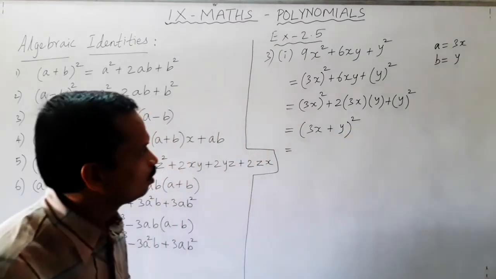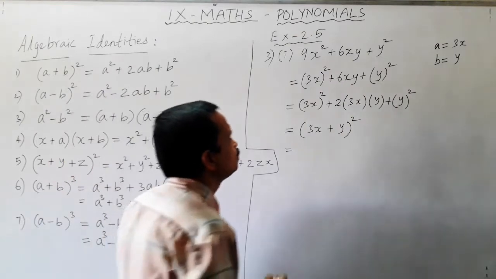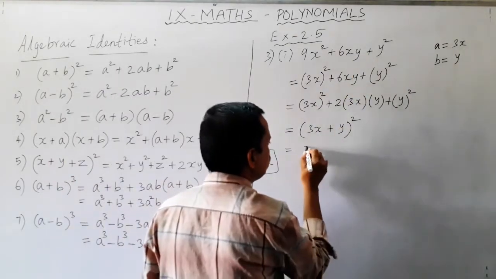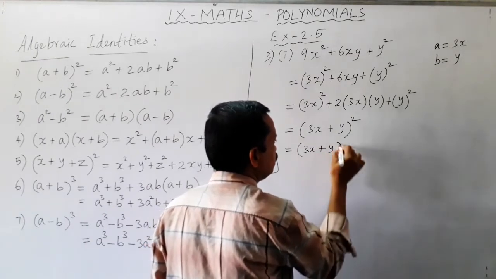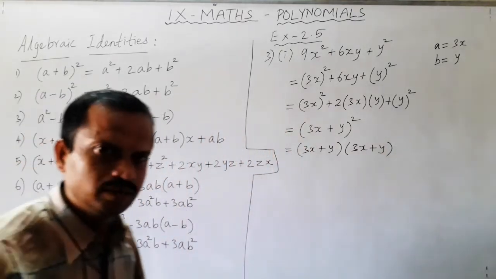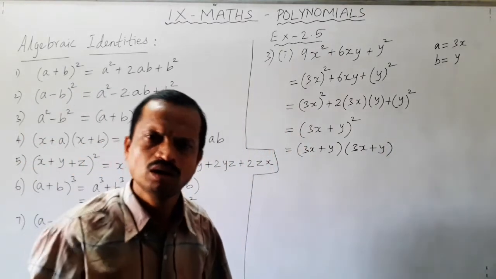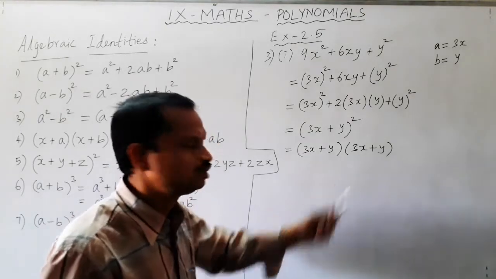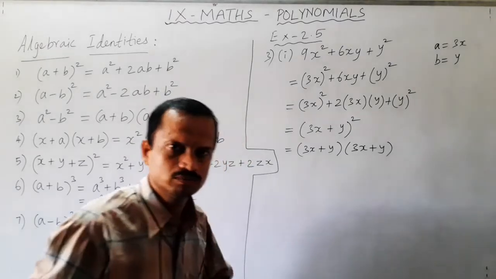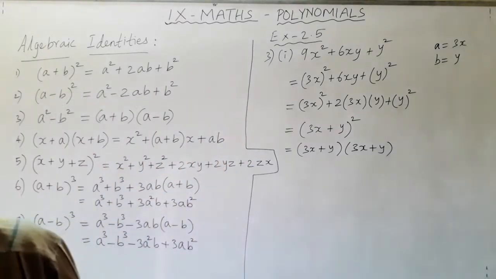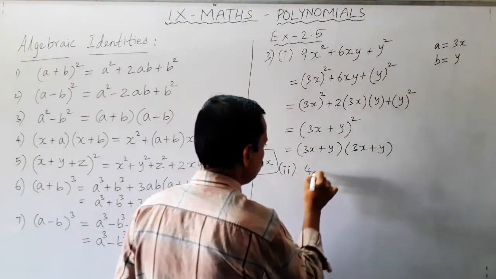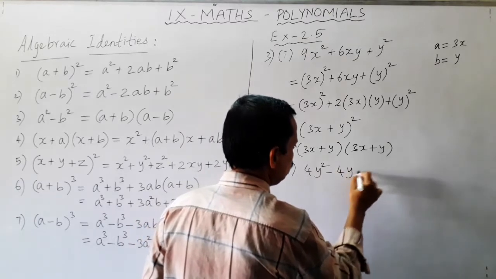You see how we have changed? Clear? So, this form to this form. Both are equal. But this is the factorized form. So, you can write now this as (3x plus y) into (3x plus y). So, often I am telling you, 10 means you can write as 2 into 5 or 5 into 2. Clear? So, that is the factorization, product form. We have given the answer in product form. This is called factorization. And coming to the next one, option 2, 4y square minus 4y plus 1.